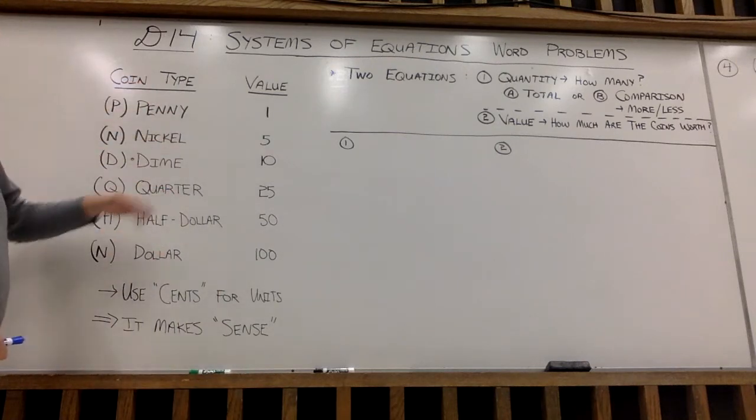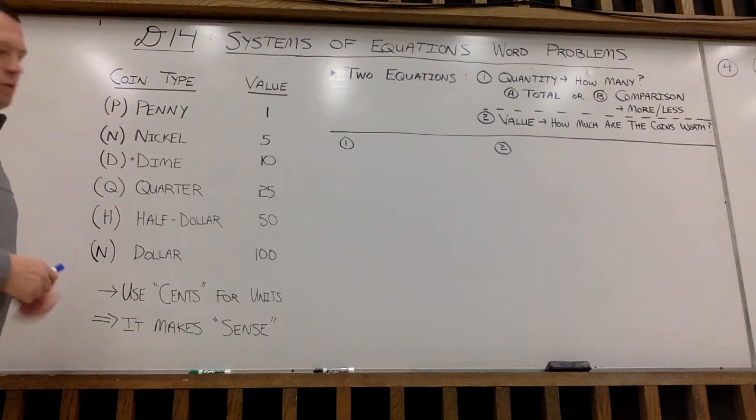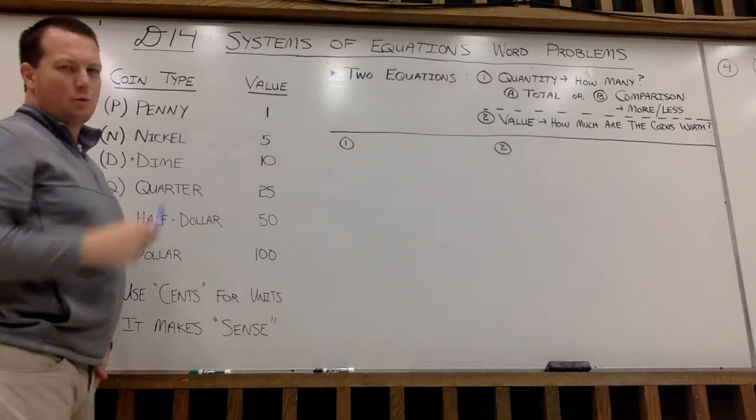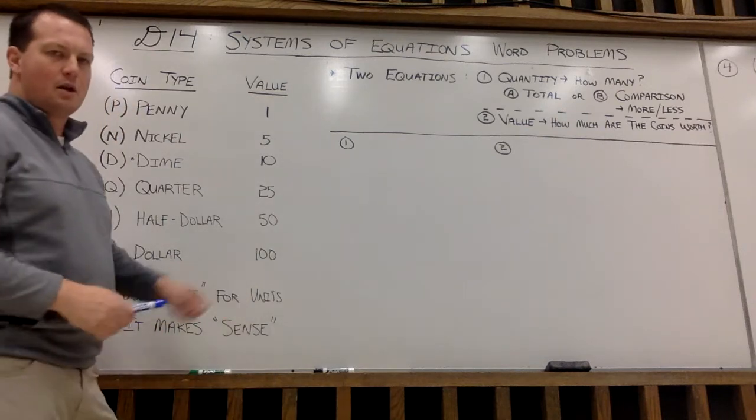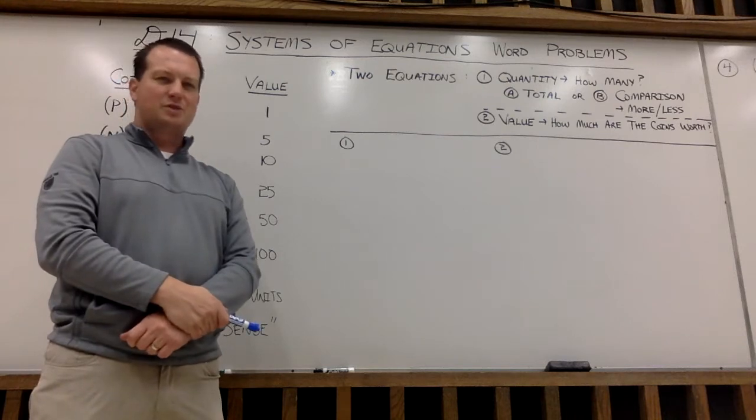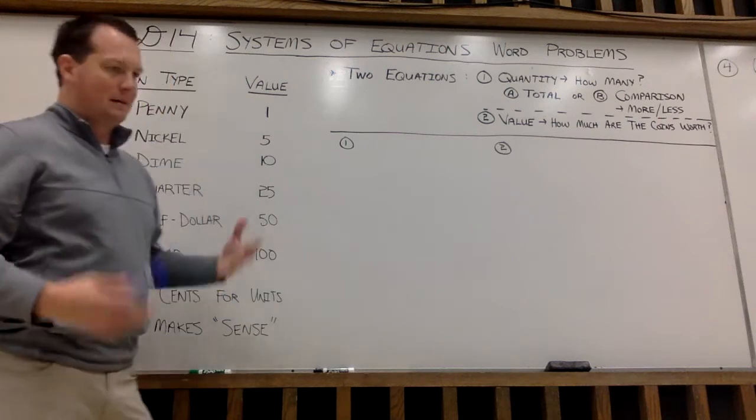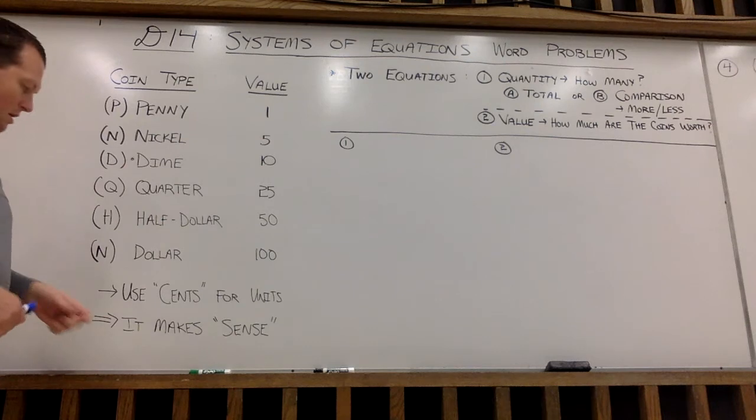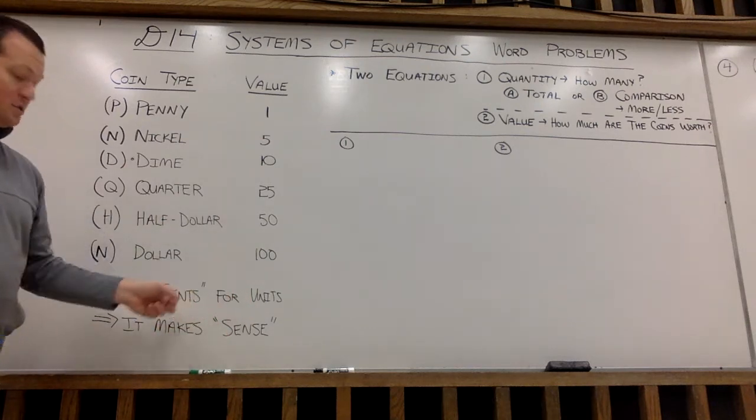Let's just do a quick little review here of the different coin types you will see. We'll use P, or you can use any variable you want, but I'm going to use the letter P for a penny. It has a value of 1. With coins, it is important that we use cents for units. If we were going to use dollars, we'd have to use decimal values, like a penny is $0.01. I think it's just easier to use whole numbers versus decimals. That's just me. We're going to use cents for units. Why? Because it makes sense. Cents and cents.